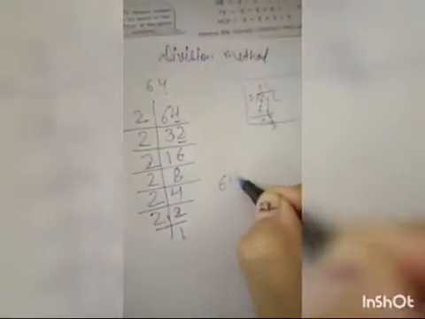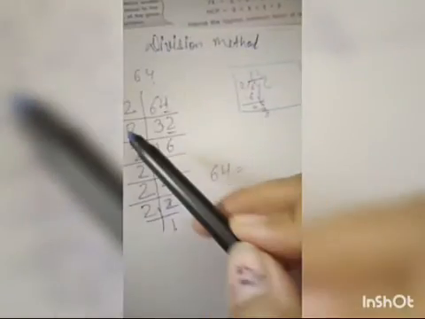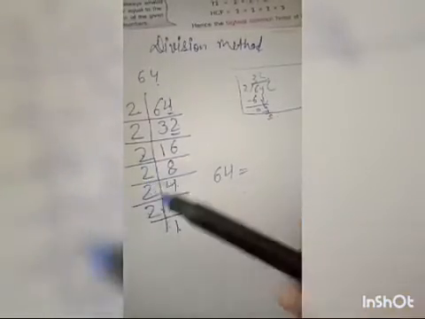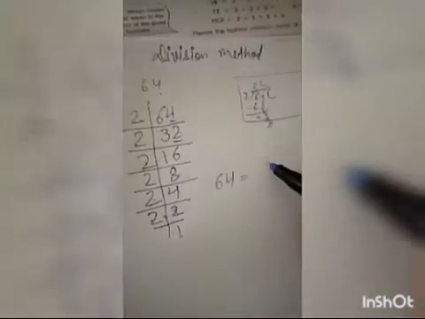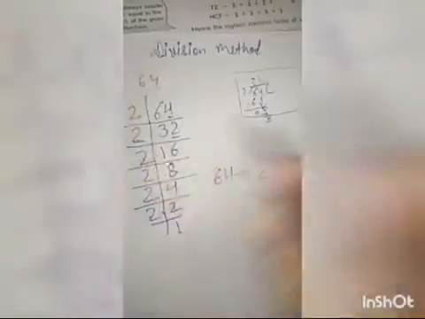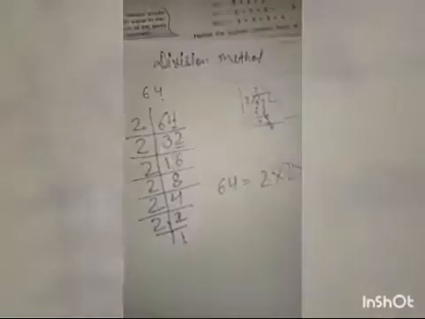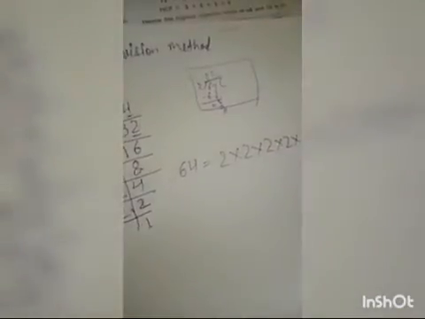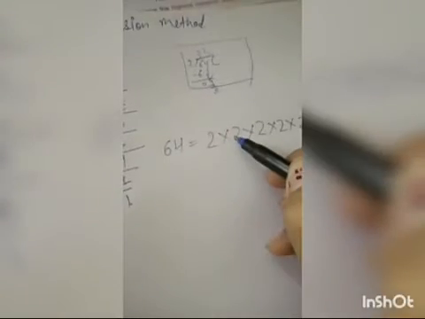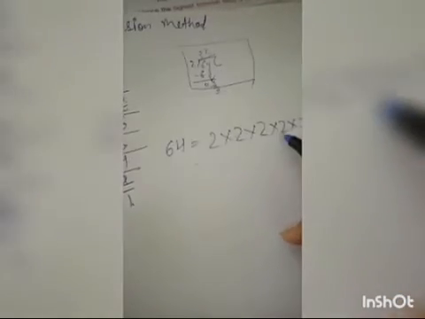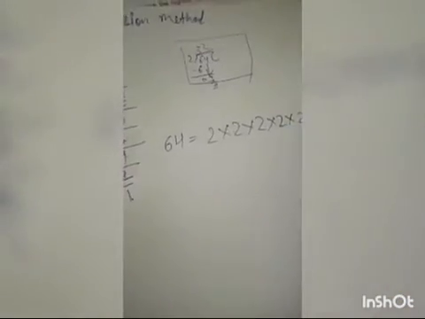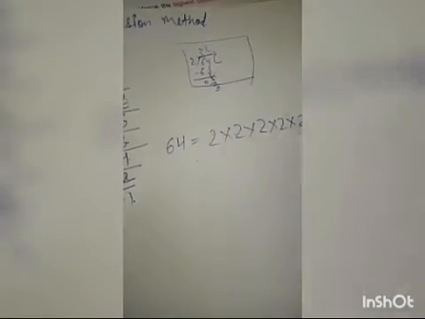This is very easy. So how to write down the factors? 64 is equal to 2 multiply 2 multiply 2 multiply 2 multiply 2, multiply 2. 1, 2, 3, 4, 5 and 6. 2 2s are 4, 4 2s are 8, 8 2s are 16, 16 2s are 32, and 32 2s are 64. Here is our answer.